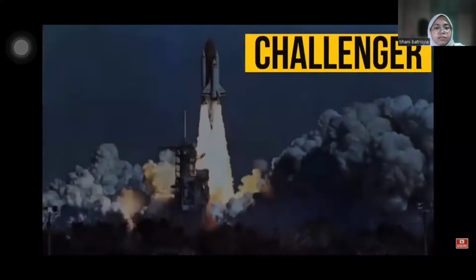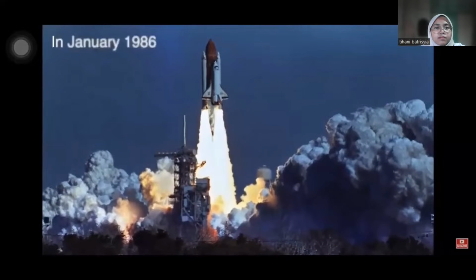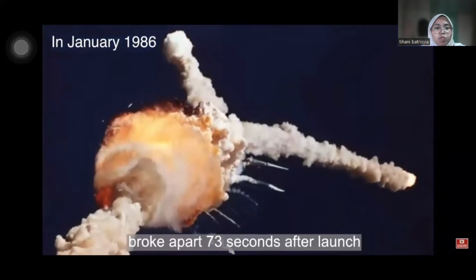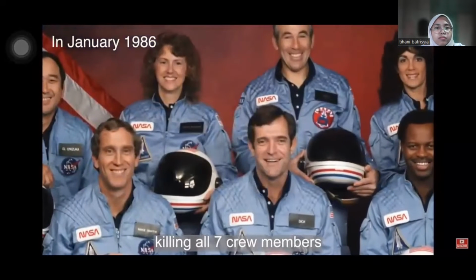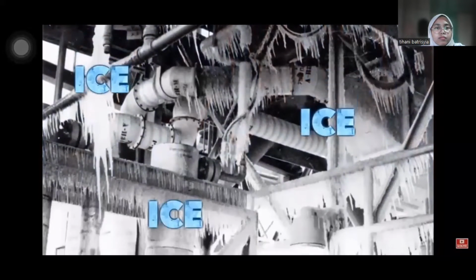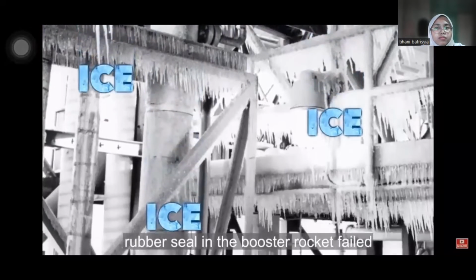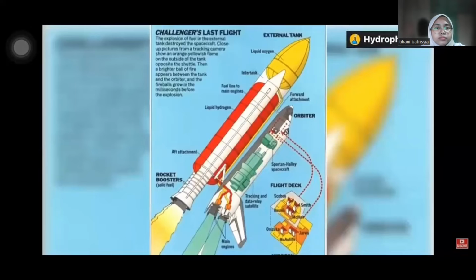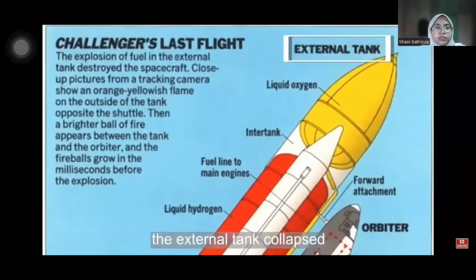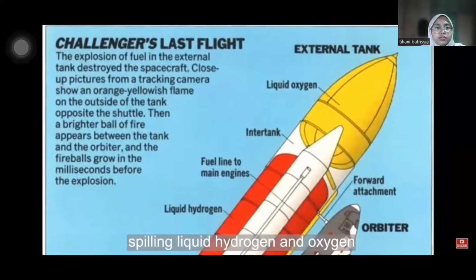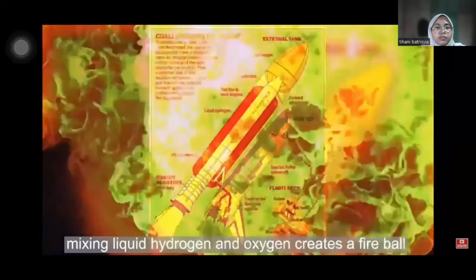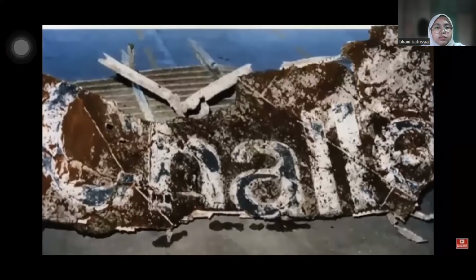Talking about space shuttles, do you know what happened to the Space Shuttle Challenger? It was in January 1986, the Space Shuttle Challenger broke apart 73 seconds after launch, killing all 7 crew members. Well, what caused this disaster? One investigation concluded that due to an unusually cold weather that morning, a rubber seal in the shuttle's booster rackets became stiff. This allowed superheated gas to escape and burn through the external tank. The external tank collapsed, spilling liquid hydrogen and oxygen inside. As you can imagine, mixing liquid hydrogen and oxygen created the huge fireball. This was a combustion reaction horribly gone wrong.